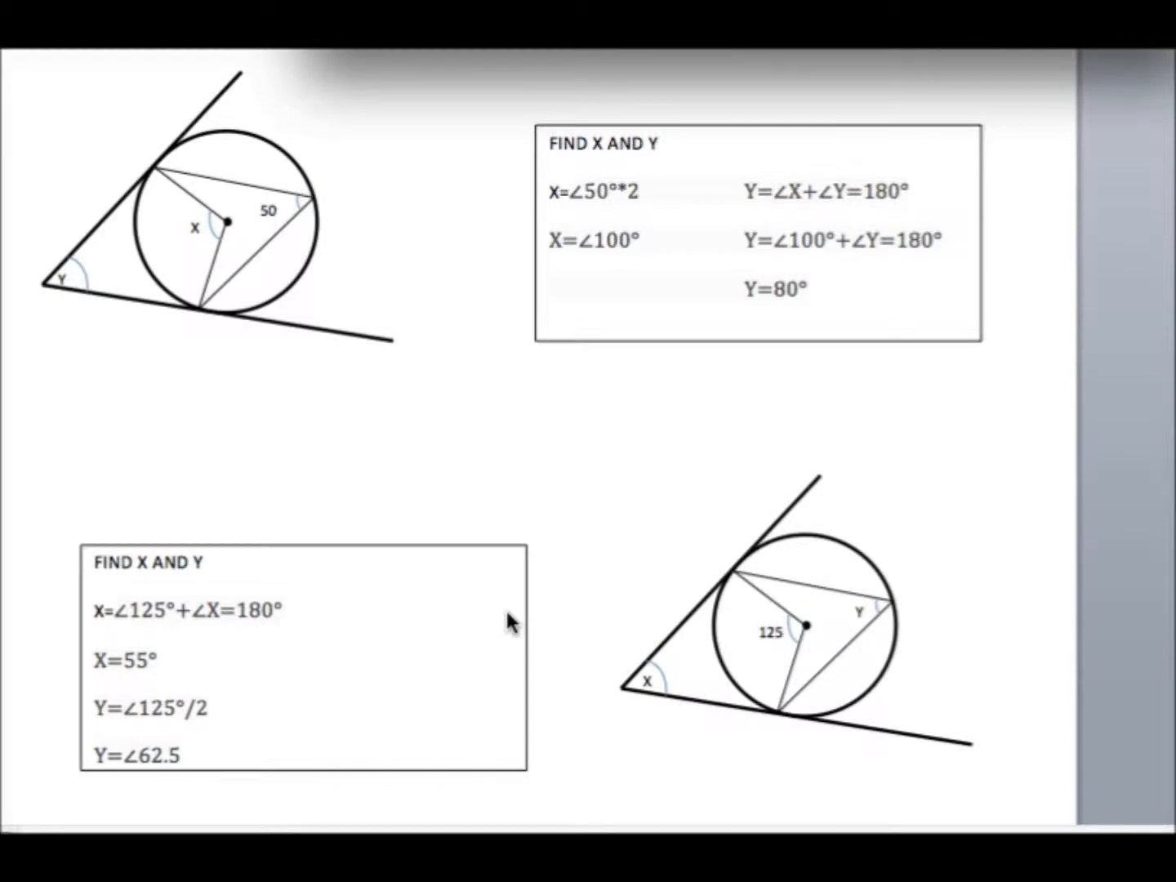Now, finally, for the last part, we have to find y, which is the inscribed angle, and x, the circumscribed angle, and we're given the central angle. This time, we must find the half of 125, which would be equal to 62.5, giving us the inscribed angle. Once we got that, we know that 125 plus x is equal to 180, making x 55.